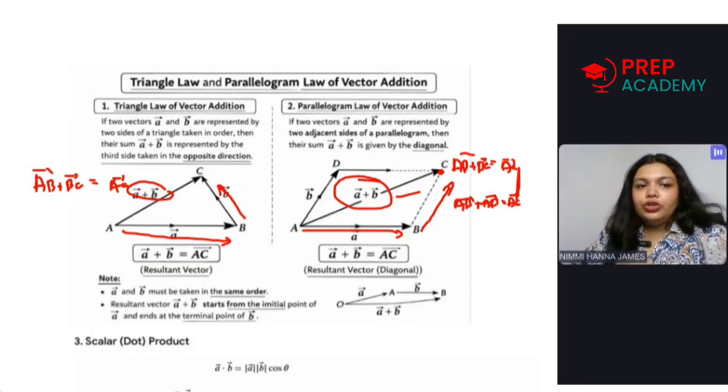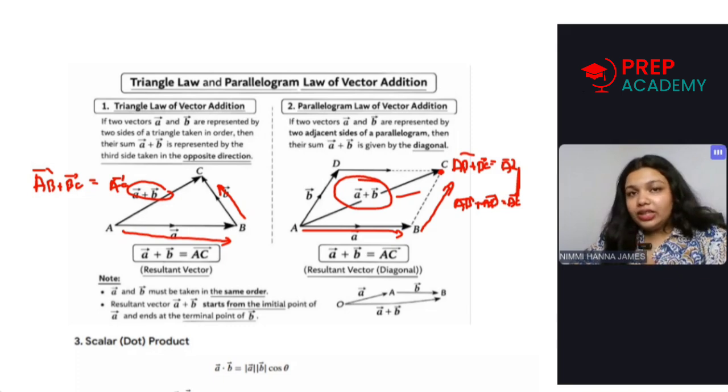And then moving on to the dot product, we have two types of products. The scalar multiplication was a multiplication of a scalar and a vector. Between two vectors, we have two types of products: the scalar product, that is the dot product, and the vector product, also called the cross product. The first one is the dot product. A dot B is equal to mod A mod B cos theta. This you have to learn.